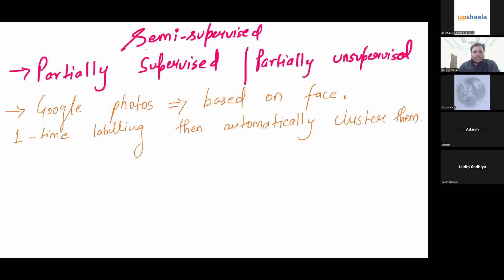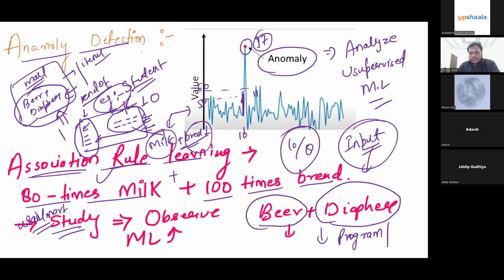After that, we have, yes. Yeah, can you give an example of association rule learning, or any use case where it has been applied?